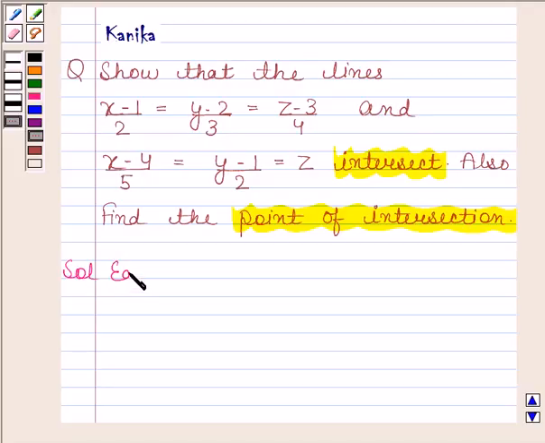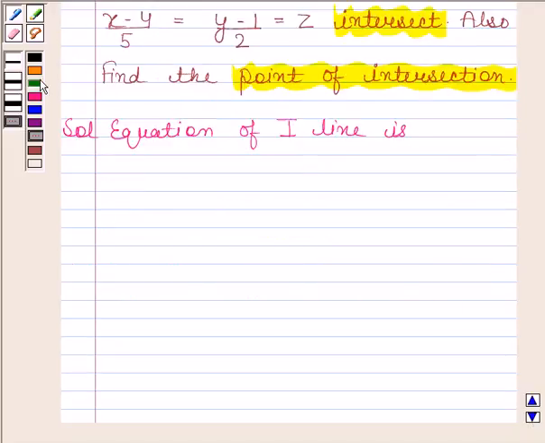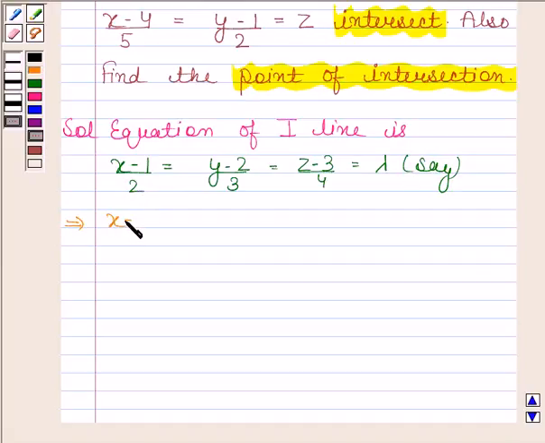Now, equation of first line is (x minus 1) divided by 2 equals (y minus 2) divided by 3 equals (z minus 3) divided by 4. Let it be equal to, say, lambda. Now, (x minus 1) divided by 2 equals lambda implies x is equal to 2 lambda plus 1. Similarly, we can say that y is equal to 3 lambda plus 2 and z is equal to 4 lambda plus 3.